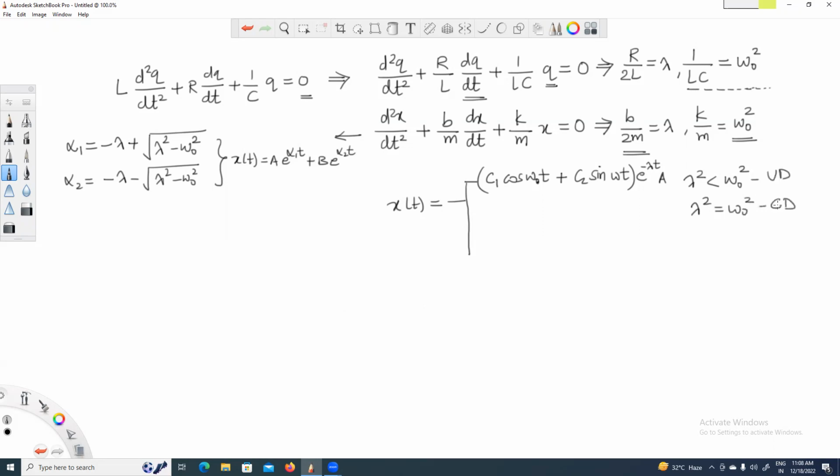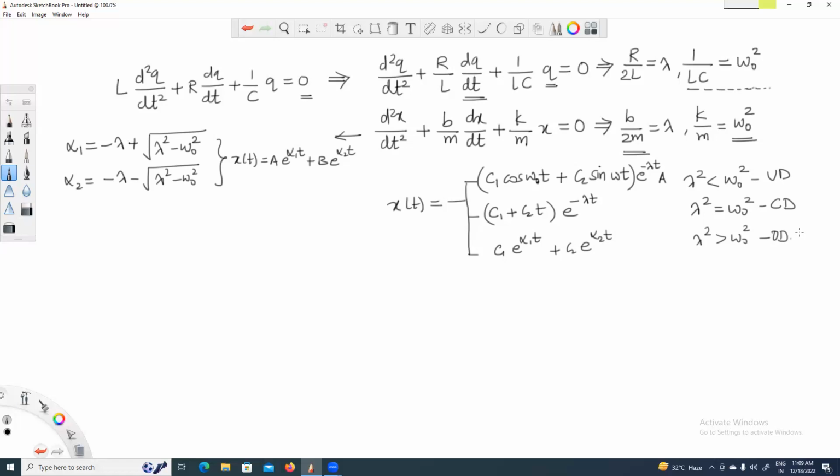So for this, we have the expression C1 plus C2 times t, e raised to minus lambda t. And for the overdamped system, I'll simply write C1 e raised to alpha 1 t plus C2 e raised to alpha 2 t, in case lambda square is greater than omega naught square. This is the overdamped system, right?